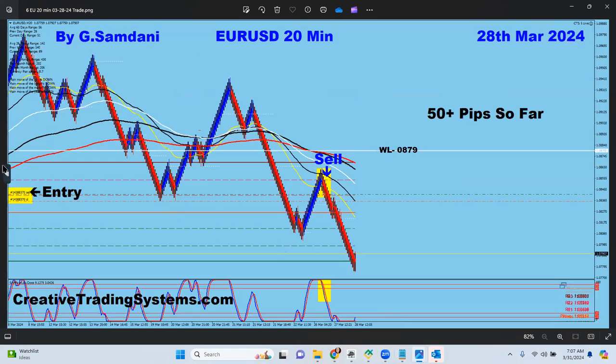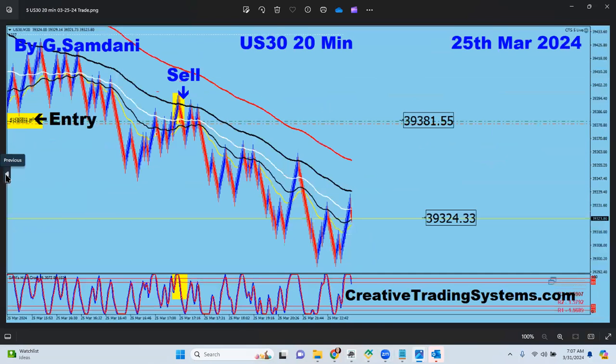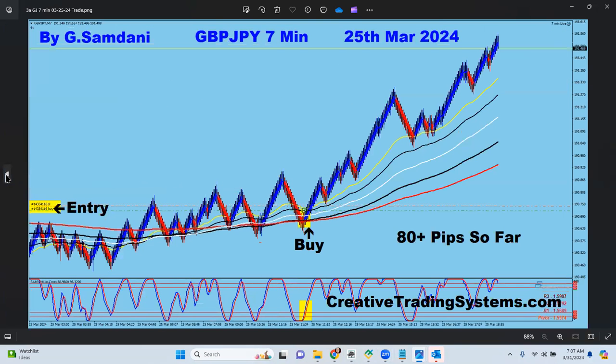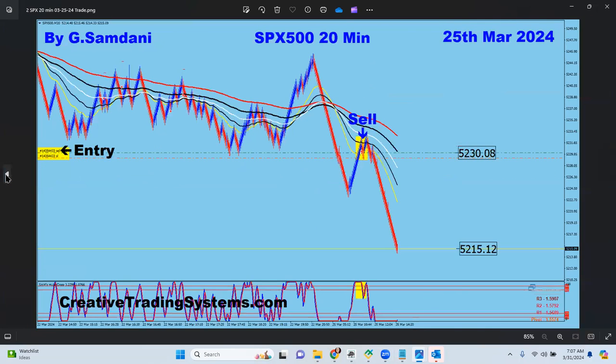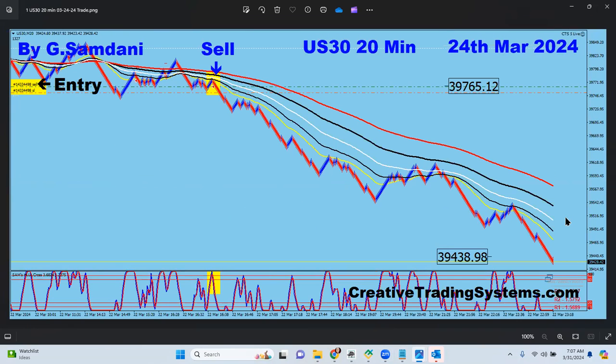How many manual? Last week was not pretty good. It was pretty bad actually. Only 10 trades. The week before that, I had 23 trades. I'm going to show you.